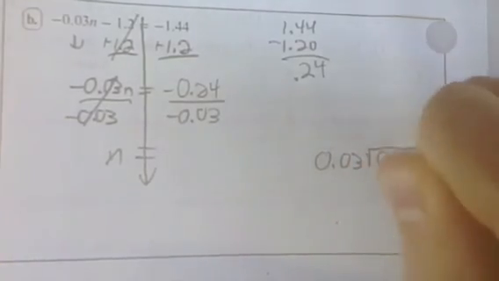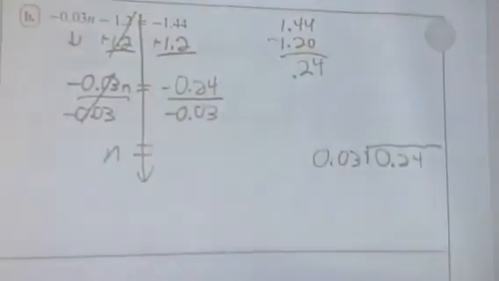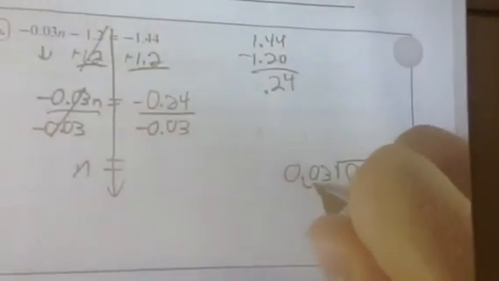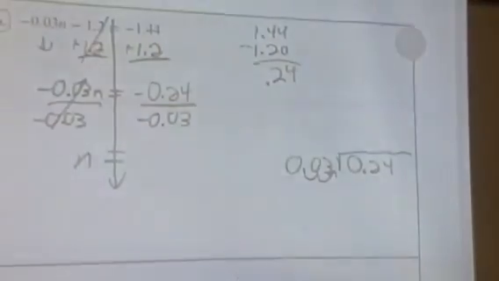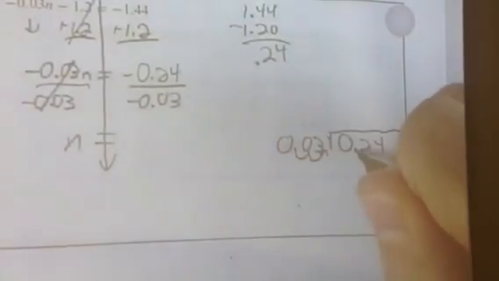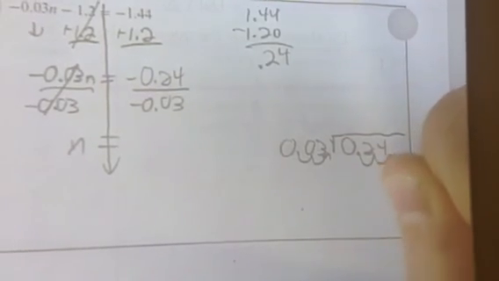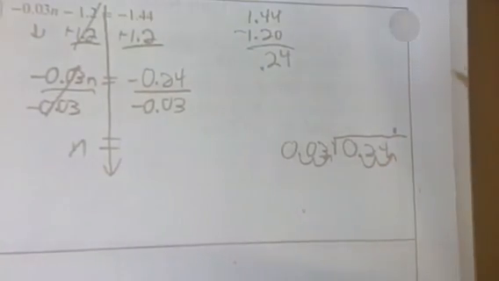0.03 into 0.24. I've got to shift my decimal here 2 places, so I can turn that into a whole number. So I shift my decimal here 2 places. Decimal goes up top.